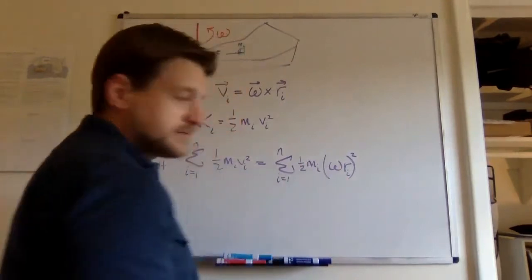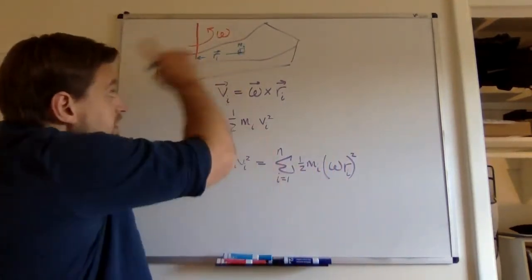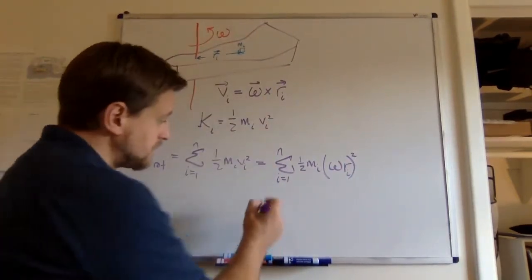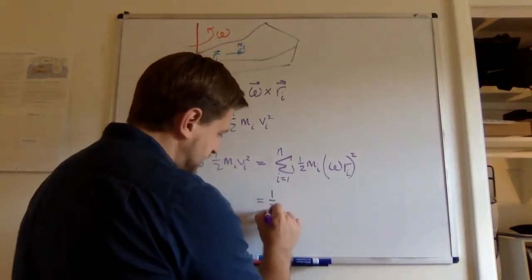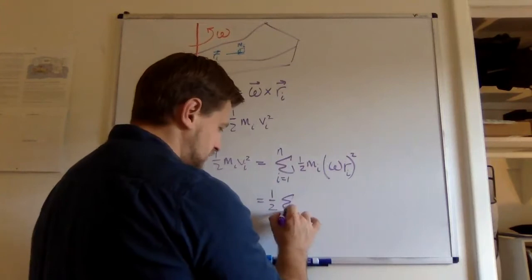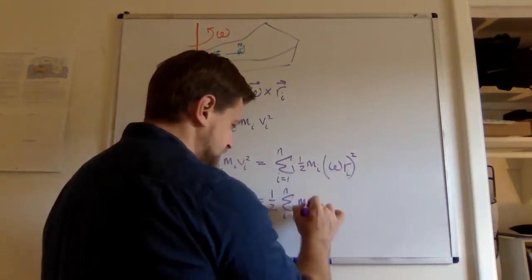1/2 and omega squared, those are constant across this summation. Everybody is rotating with angular velocity omega. So we could pull 1/2 outside of the summation, and we could pull omega squared outside of the summation.